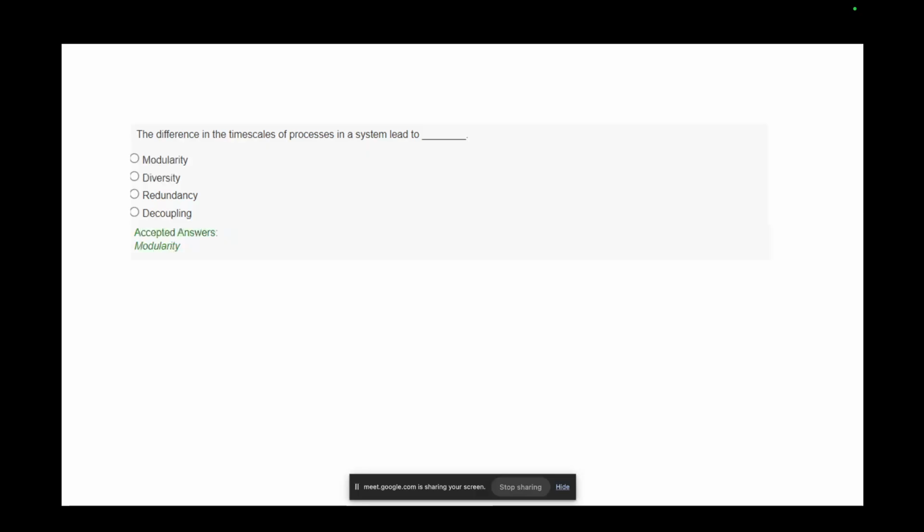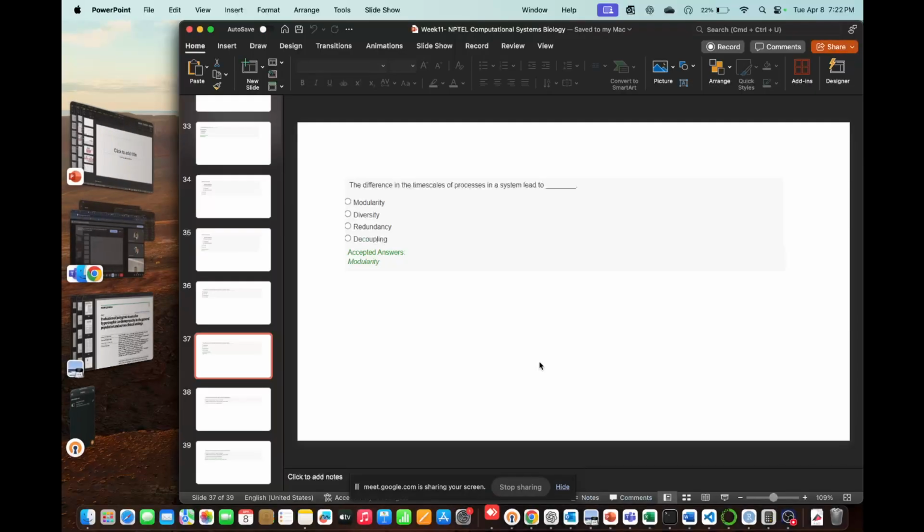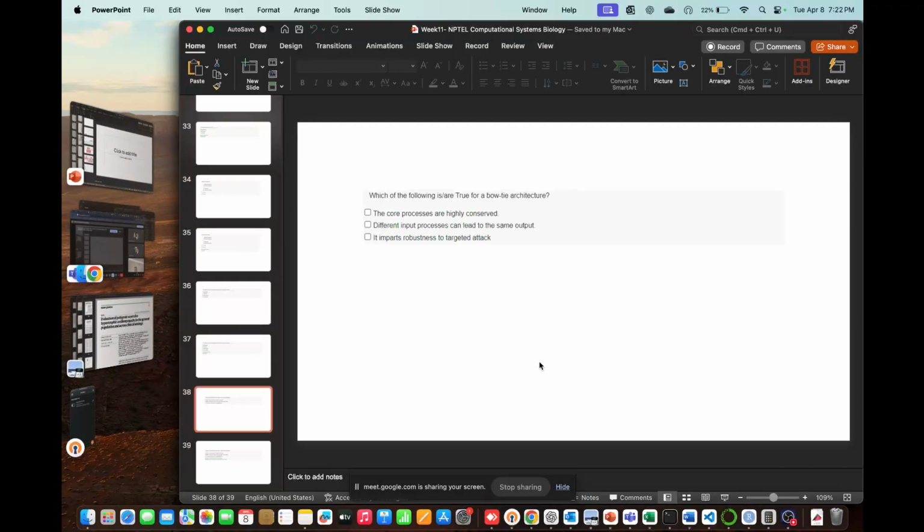The answer is modularity. So basically, you are separating out different modules inside the system. The difference in time scale of processes will lead to different modules in the system. Yeah, I have one more question.